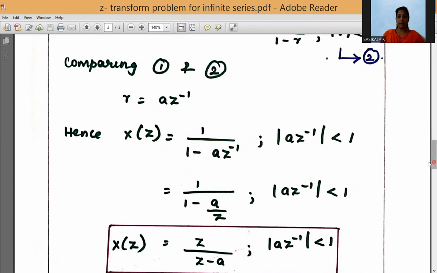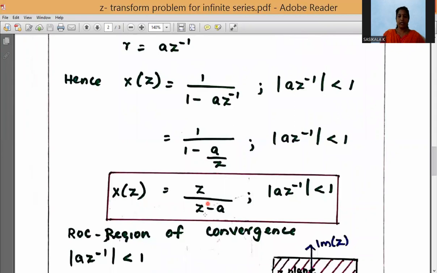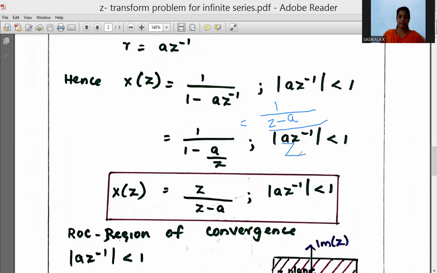So when you take the LCM, it is z. So you will be getting one more step, that is 1 divided by (z minus a) divided by z. And in the next step, this z goes to the numerator. So I'll be getting X of z is equal to z by z minus a, for mod a z inverse less than 1. Okay, so this is your X of z.